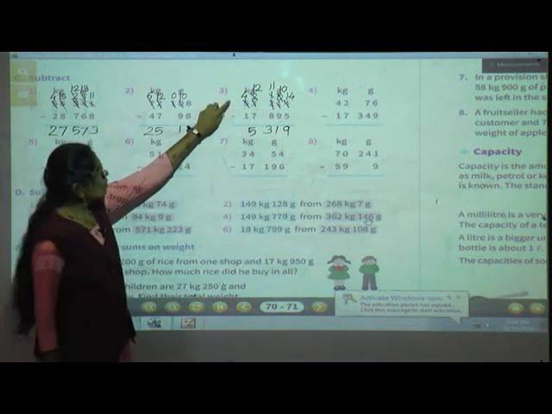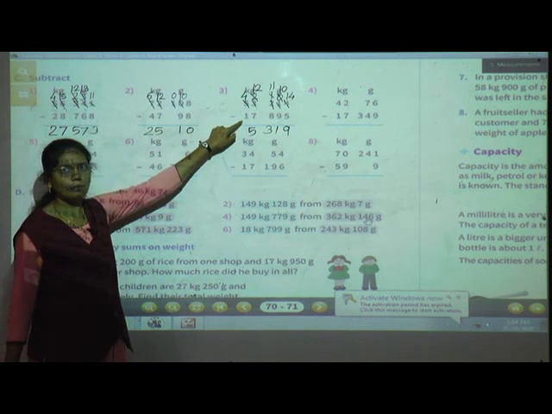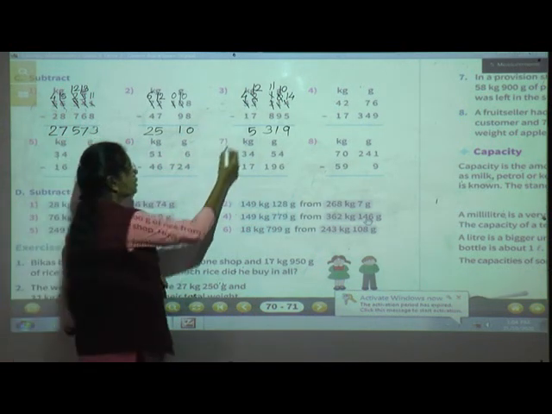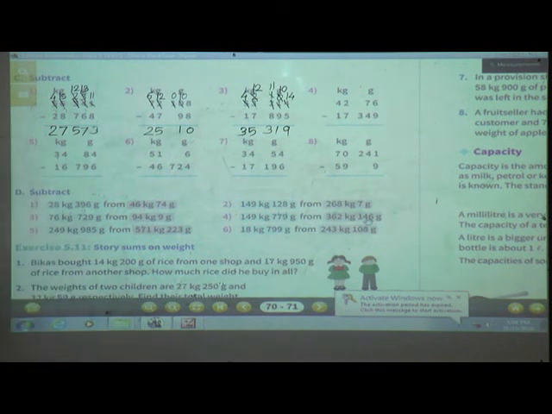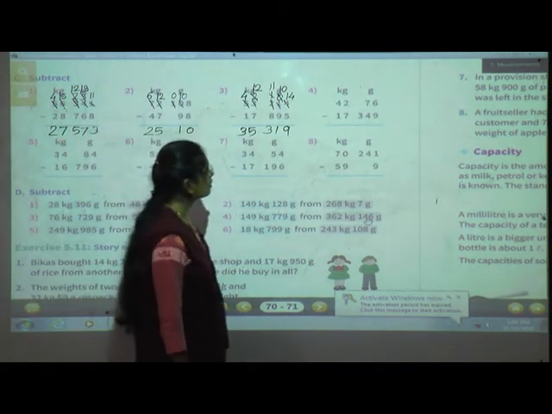Now see this column. 4 minus 1, 3. So here we will write 3. So what is the answer? 35 kilogram and 319 gram. Understood? Okay. Now we'll move to the next example.